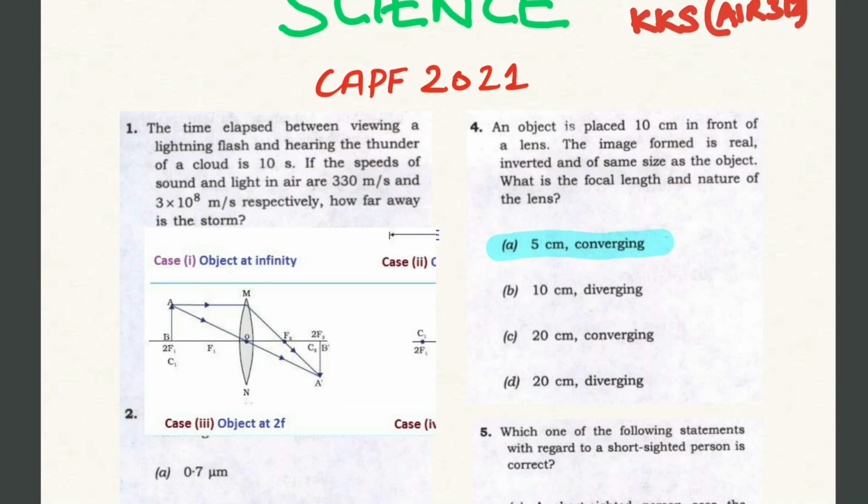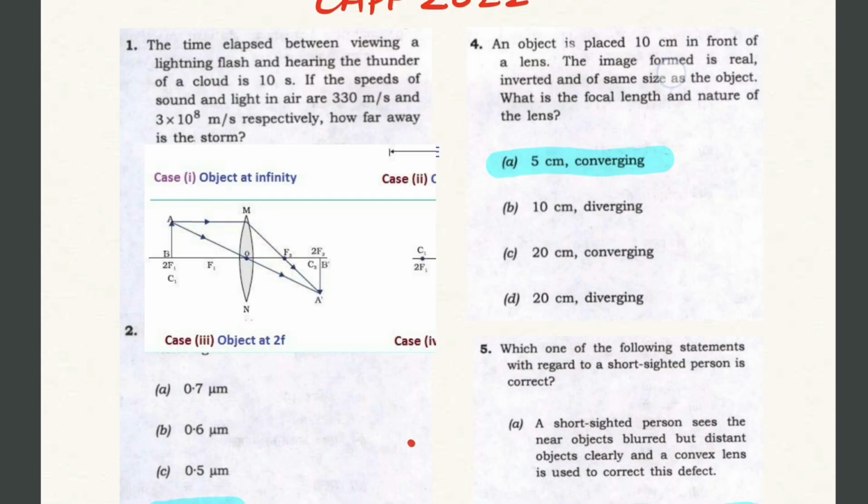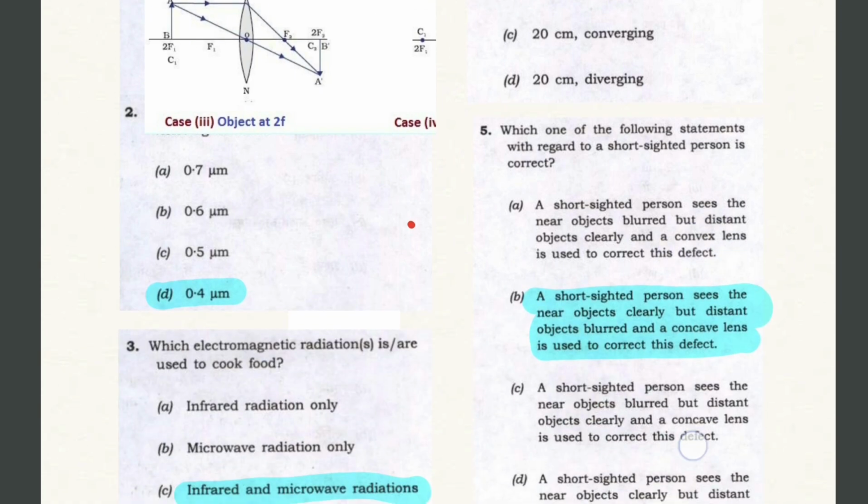An object is placed 10 cm in front of a lens. The image formed is real, inverted and of same size as the object. Then what is the focal length? So in this case, case 3 has been applied here, and the focal length will be 10 upon 2. So the focal length will be 5 cm and the nature of the lens will be converging, as it is a concave lens. Sorry, it's a convex lens, so it will be converging. And let's see the next question.